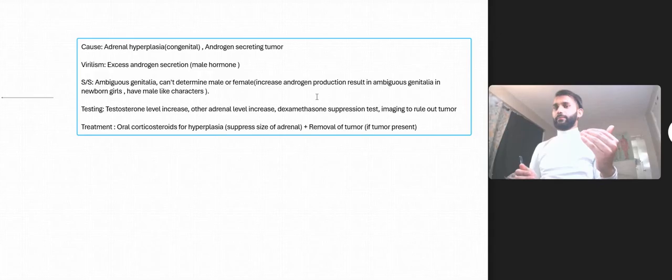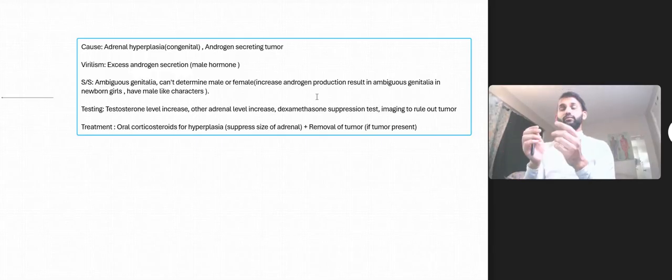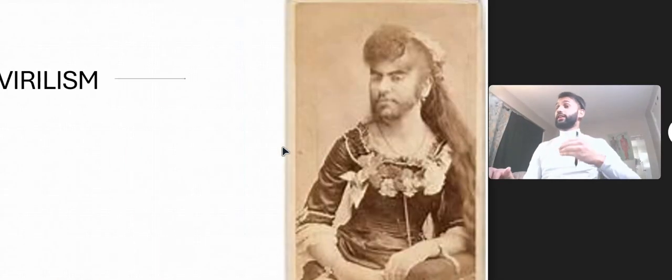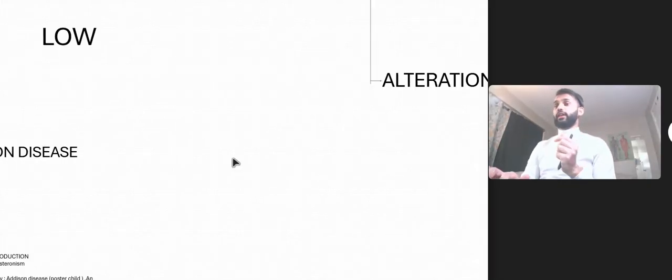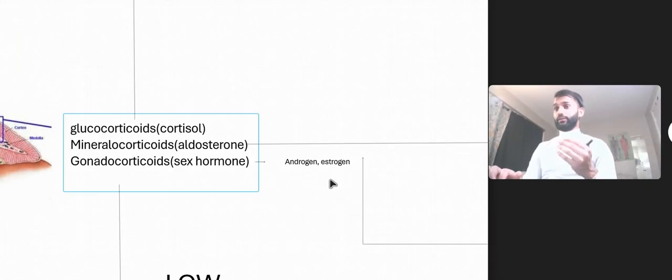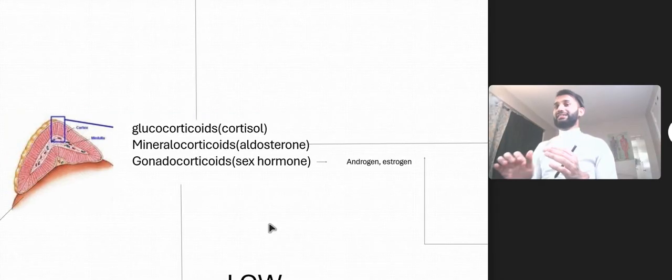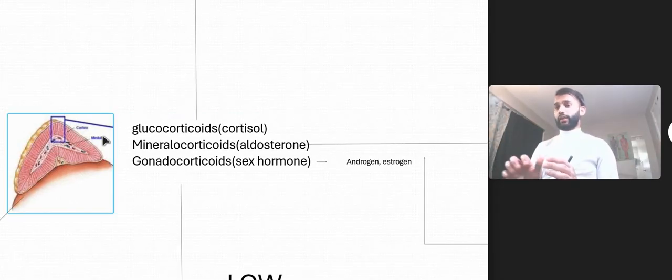So now what's the treatment? We try oral corticosteroids for hyperplasia, which is the increased size of our adrenal gland, if the cause is hyperplasia. If the cause is a tumor, we can do surgical removal of the tumor. Okay. In the process, if there is a need to remove the whole adrenal gland itself, then we have to go ahead and replace it with hormonal therapy for the rest of their life. And that's everything we had on the adrenal cortex.